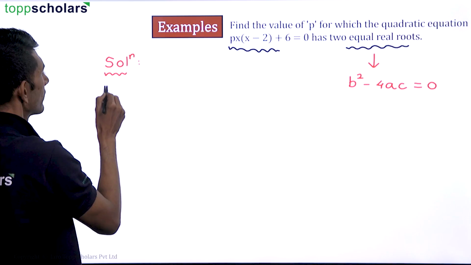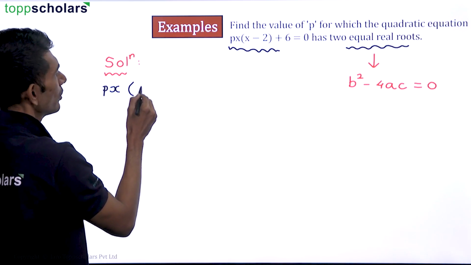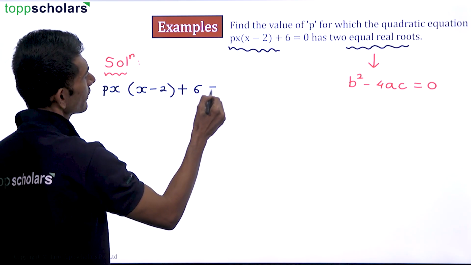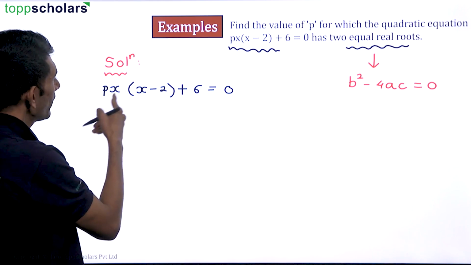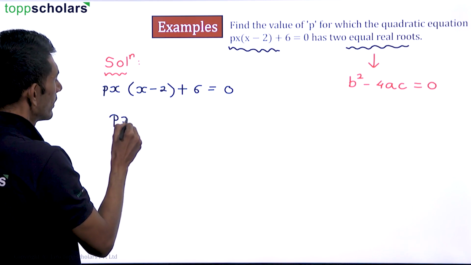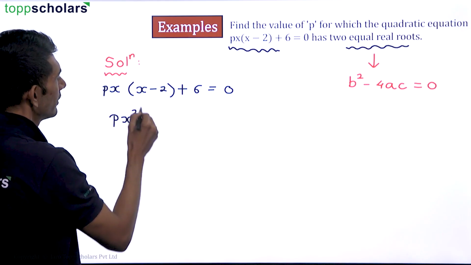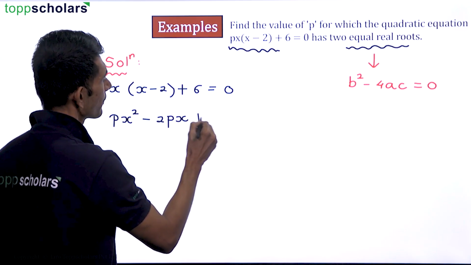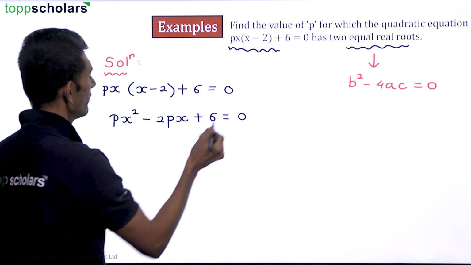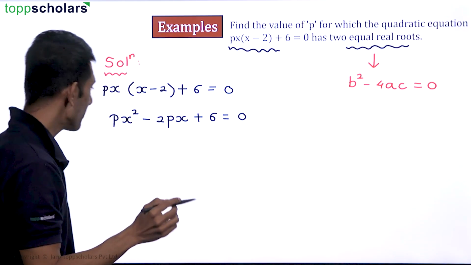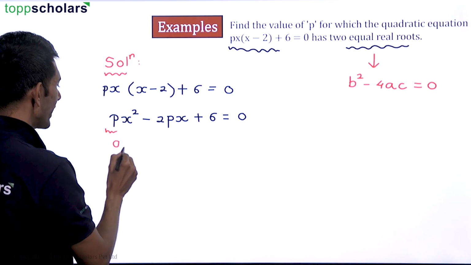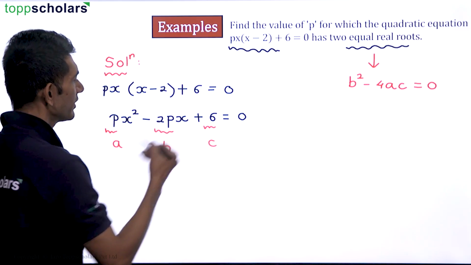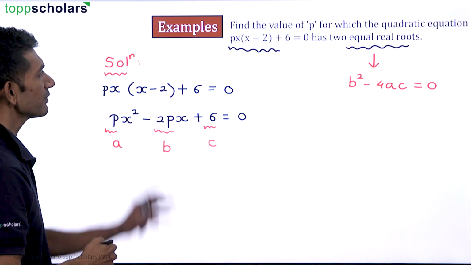This is px into x minus 2 plus 6 is equal to 0. So px into x is px square minus 2px plus 6 is equal to 0. Now, we can compare this with ax square plus bx plus c. So p is the value of a, minus 2p is the value of b, and 6 is the value of c. Now b square minus 4ac is equal to 0.